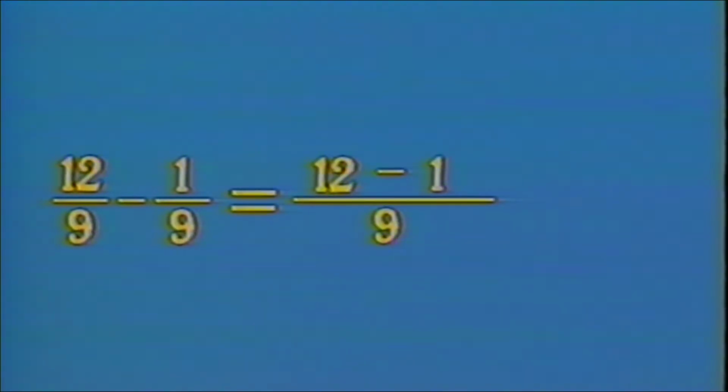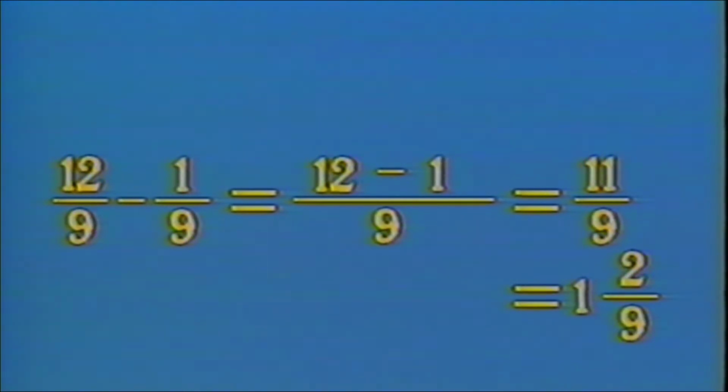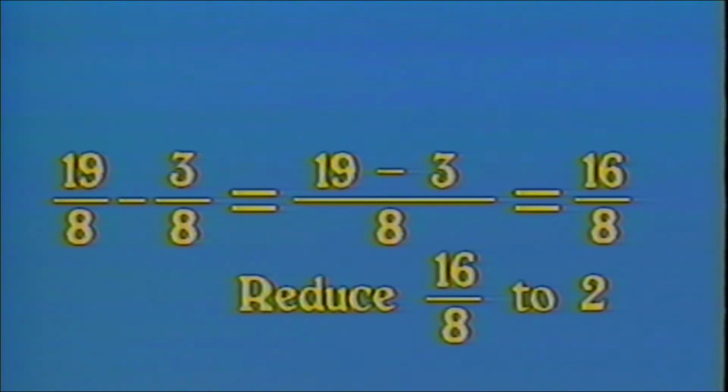12/9 minus 1/9. That's 12 minus 1 over 9. 11/9. Or, as a mixed number, the answer is 1 and 2/9. Can you do 19/8 minus 3/8? Sure. The answer is 16/8, which reduces to the whole number 2.